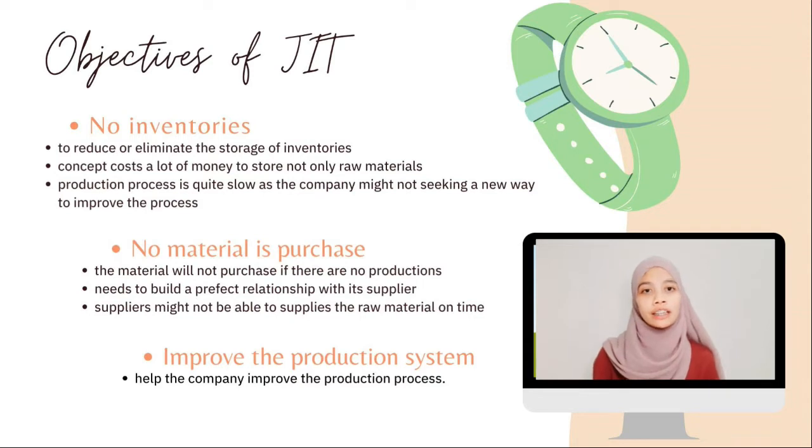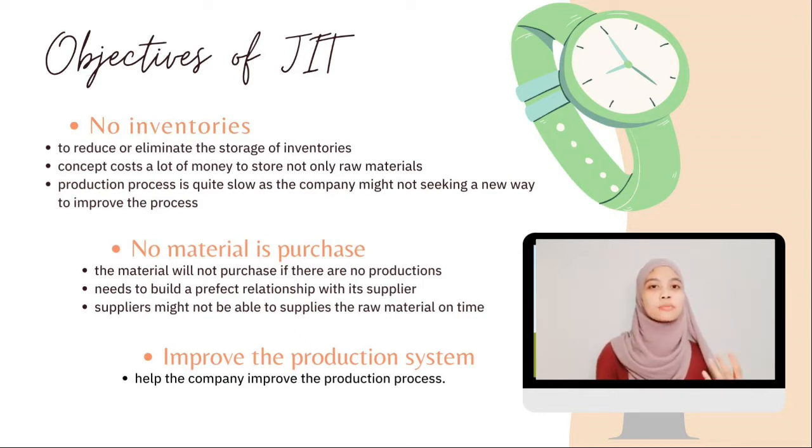First, no inventories are stored. So, one of the just-in-time objectives is to reduce or eliminate the storage of inventories. In the old manufacturing production system, the raw material is purchased, and products or goods are produced and stored. This concept costs a lot of money to store not only raw materials but also finished goods. Also, the production process is quite slow as the company might not be seeking new ways to improve the process. Therefore, JIT tries to overcome this problem. The production is processed only if there are orders from customers.